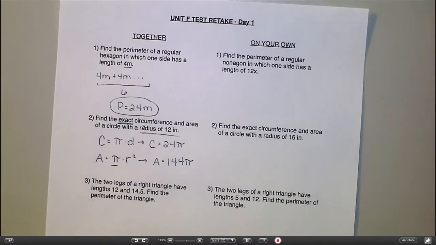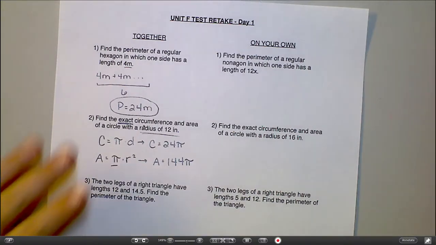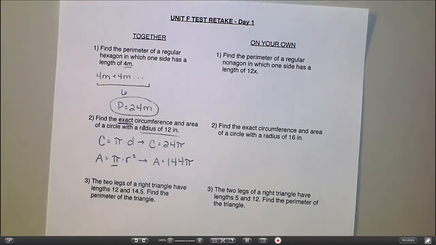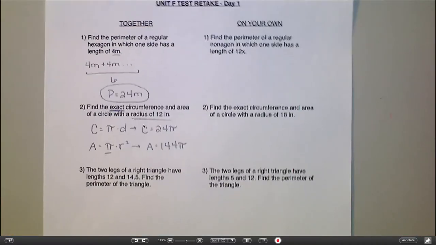Yay, math. By the way, to get credit for doing these problems, to be able to do your retake, you do have to have the work shown, both on the ones that I'm doing with you and the ones that you do on your own. You do have to show the work, okay?